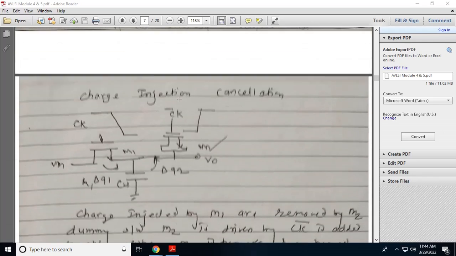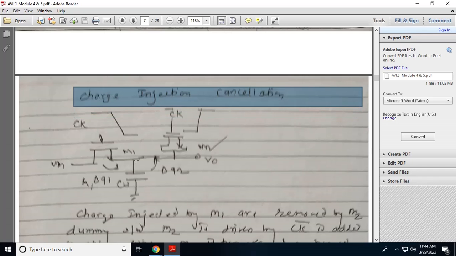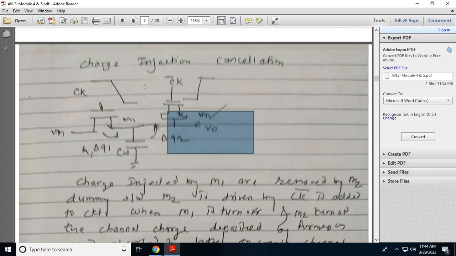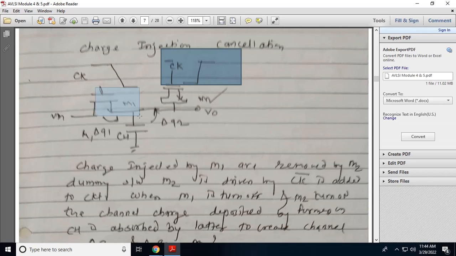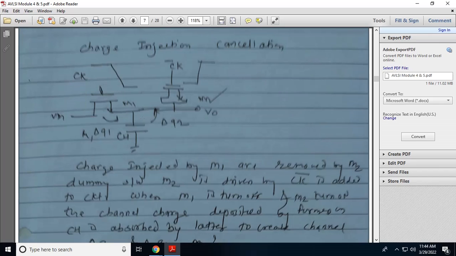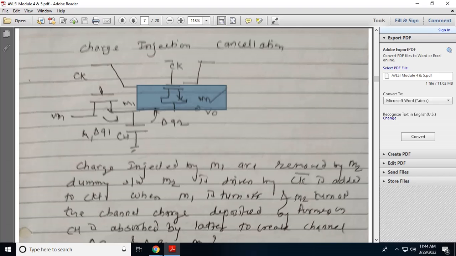Now, how to cancel the channel charge injection issue? We use a dummy switch M2. These two transistors, M1 and M2, are operated with opposite clock signals. If you see the clock, the clock for M1 and the clock for M2 are different. Whenever one transistor is turned on, the other is turned off, and whenever M2 is turned on, transistor M1 will turn off. So the channel charges present in M1 will be absorbed by M2, so we can reduce the channel charge injection issue.